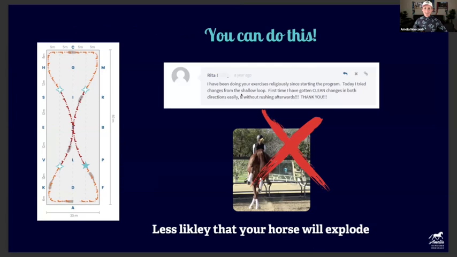So this is one of our other students. Rita says, "I've been doing your exercises religiously. Today I tried the changes from the shallow loop. The first time I've gotten clean changes in both directions easily without rushing afterwards." And she says, thank you. So with these exercises and patterns, it's less likely that your horse will explode or bolt or run off or do all of those crazy things. When you get your basics right, you do the simple changes first, then you ask for the flying change.